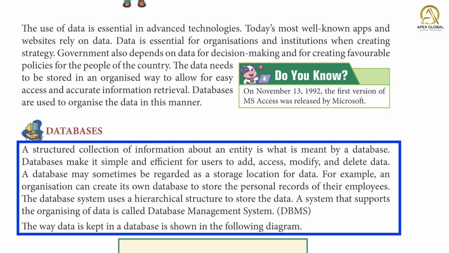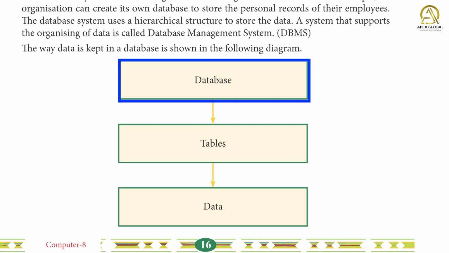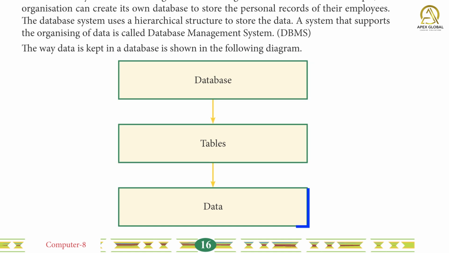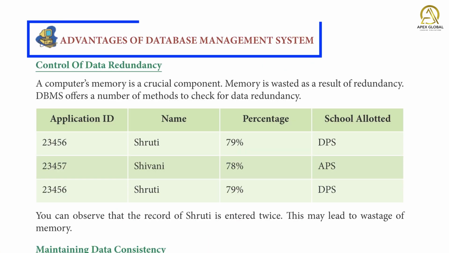The database system uses a hierarchical structure to store the data. A system that supports the organizing of data is called a Database Management System (DBMS). The way data is kept in a database is shown in the following diagram: database, tables, data. Advantages of database management system.